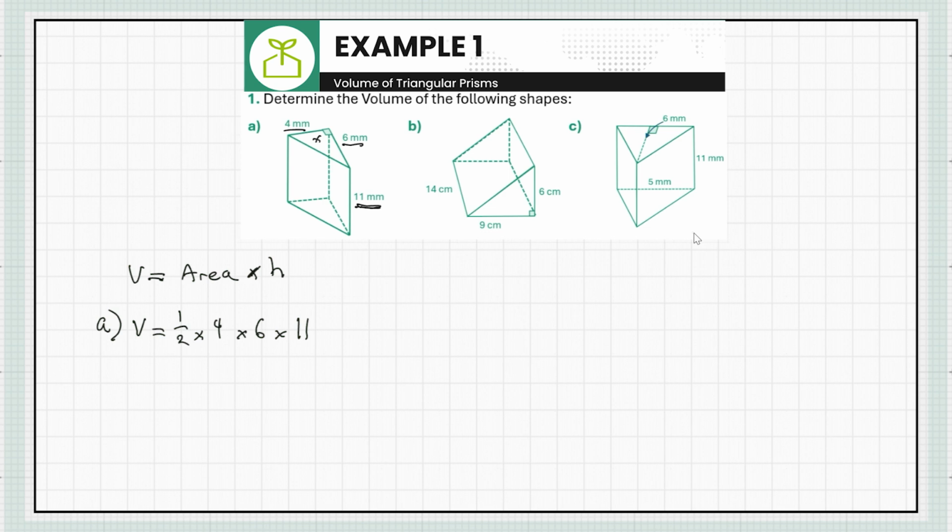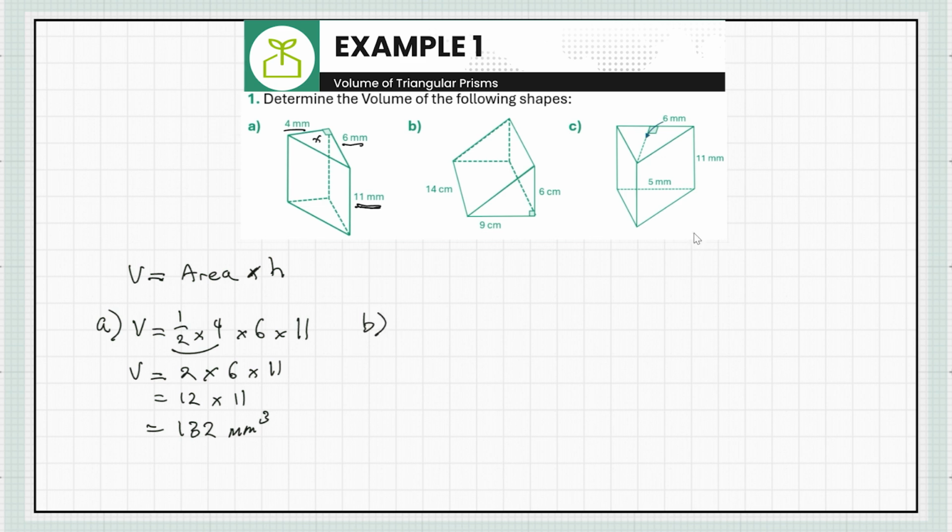Alright, so we can do this in a couple of ways. An easy way to start is to multiply the first two, and a half of 4 is just going to be 2, so this simplifies to 2 times 6 times 11, which is the same as 12 multiplied by 11, which is 132 millimeters cubed. And that's the volume of that entire prism.